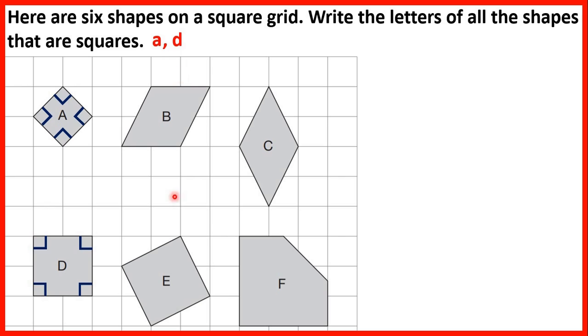And shape E is a square as well because the corners are right angles and the sides are the same length. Shape F is not a square because the angles, though some of them are right angles, it doesn't have 4 right angles, and also it doesn't have 4 sides of the same length. So the squares are shapes A, D, and E.